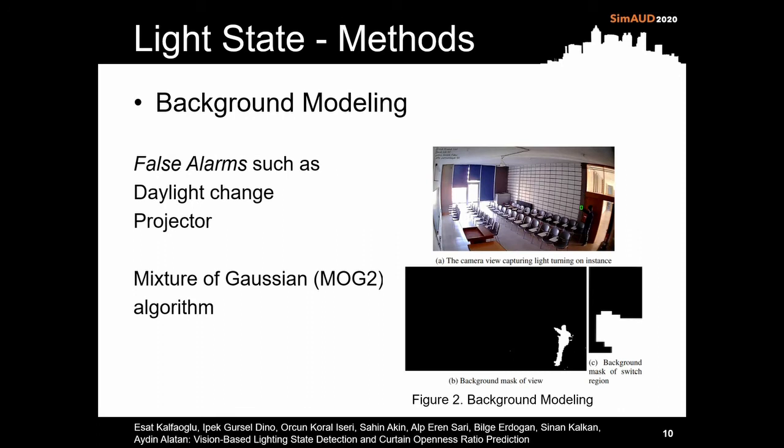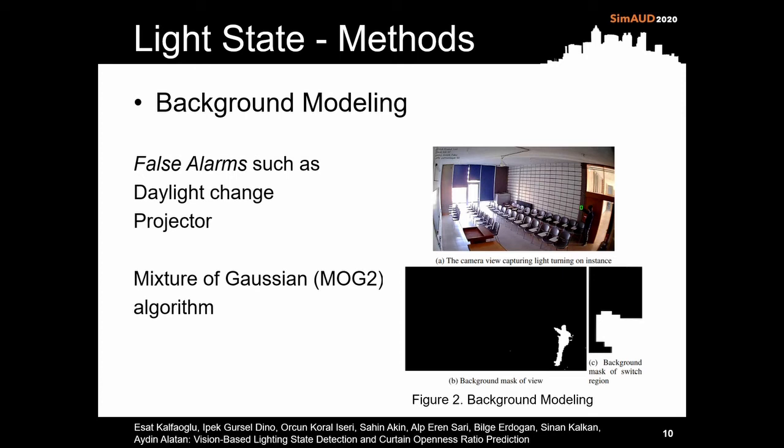There are some false alarm problems, such as immediate daylight change and projector light change, which especially worsen the performance of global method. Background modeling is one of the ways to eliminate this kind of false alarms. The idea is that if there is a change in light states, there should be a foreground part, basically a hand, around the switch location.